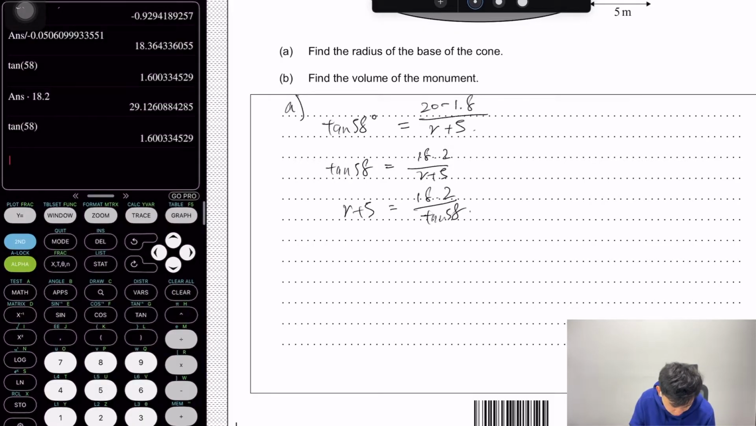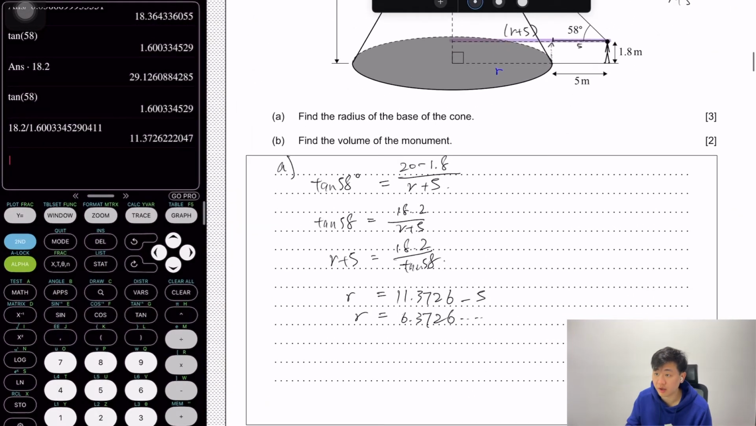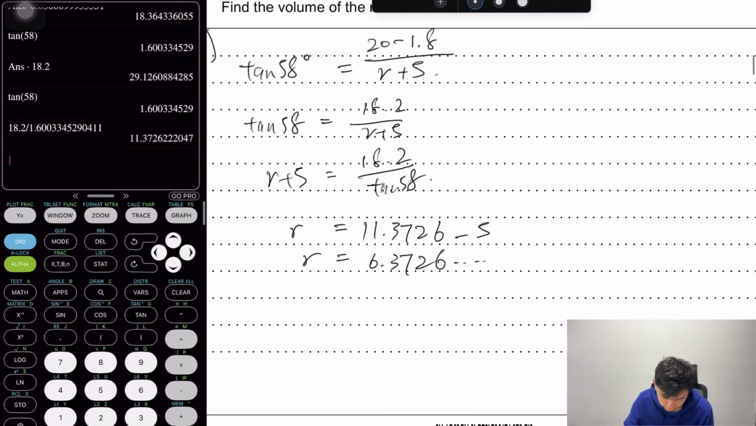So that means we have to key in 18.2 divided by our answer here. So r equals to 11.3726 minus the 5. So r equals to 6.3726 dot dot dot. Okay. Since we have to give our answer to three significant figures, we can then write it as r equals to 6.37.